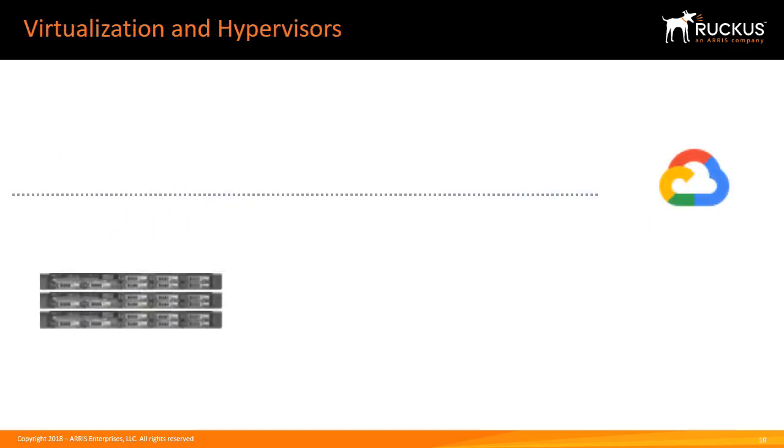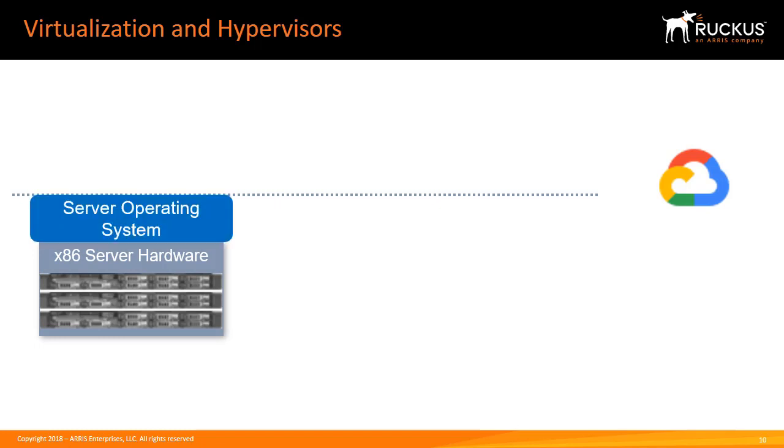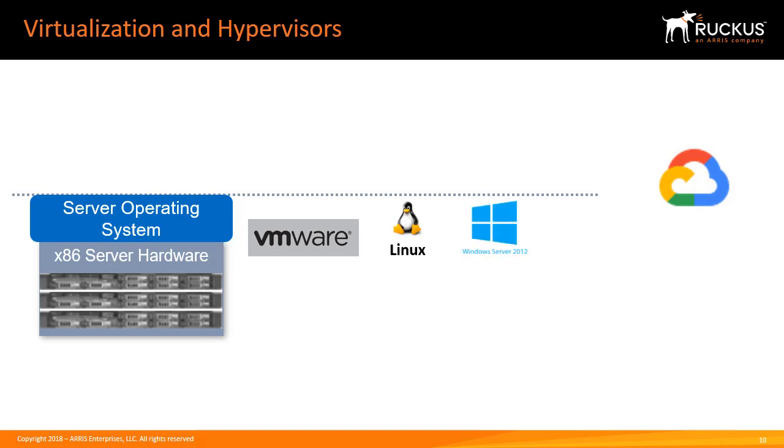Virtual SmartZone uses a virtual machine hosted on an x86 server instead of a dedicated physical hardware appliance. A virtual infrastructure begins with server hardware. An operating system that will be later capable of running virtualization is installed onto the server. At the time this course was created, the support options are VMware, Linux, and Microsoft Windows Server.